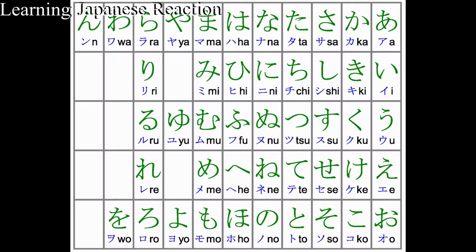All right, so this first image I've got up in front of you guys is essentially an image of the Japanese kana sheet. The green letters are called hiragana and the blue letters are called katakana. And the thing that I want you guys to understand the best when looking at this is that all of the vowel sounds remain the exact same.